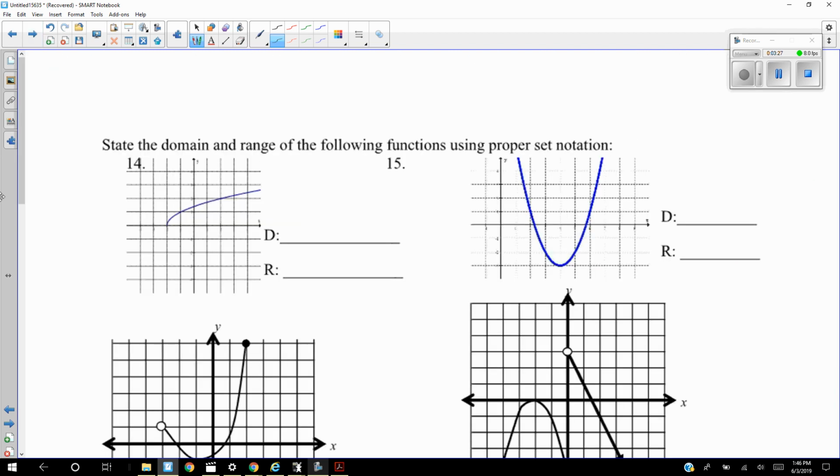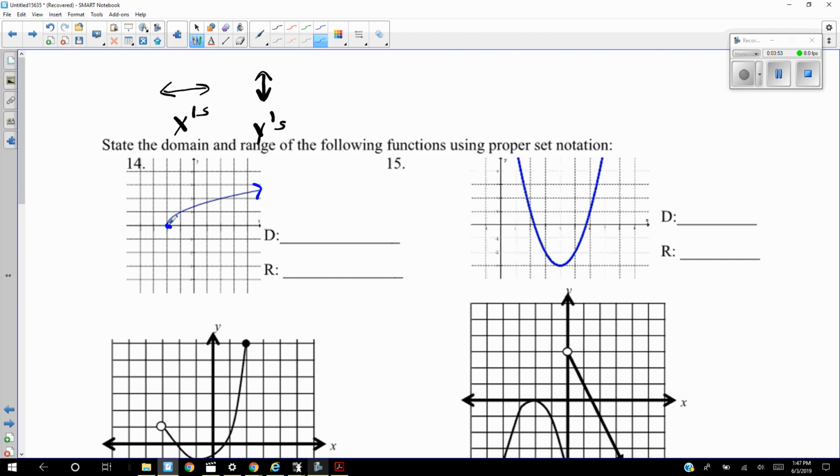Domain, range. Remember, domain is the x's. It's how far left and right the graph goes. Range is the y's. It's basically the vertical distance that's covered. So this first one should have an arrow on the end and a dot there. So is this graph going left and right forever? And of course, it is not.